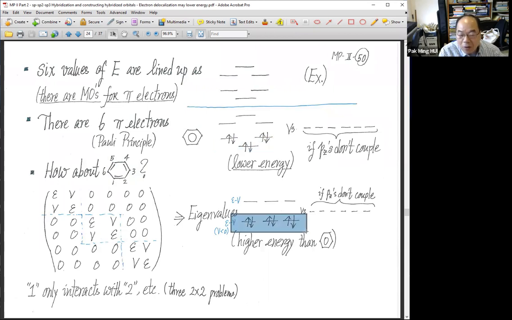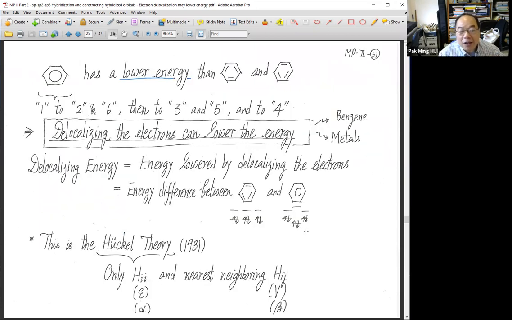That is called the delocalization energy. So we can define what the delocalization energy is. We have to do a wrong calculation and a right one, and then take the difference. So what we are claiming is this one has an even lower energy than this one. So what is the difference? The difference, the further gain by delocalizing the electron, is called the delocalization energy. And this theory is called the Huckel theory.